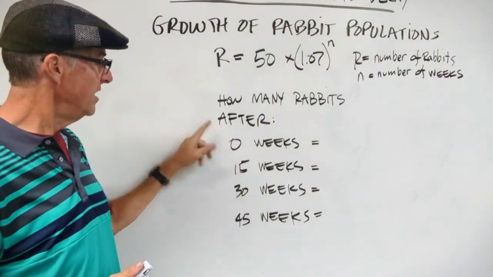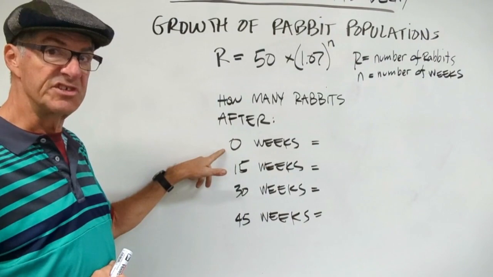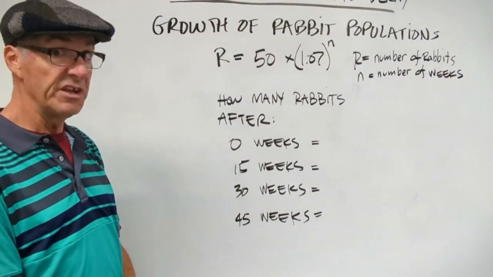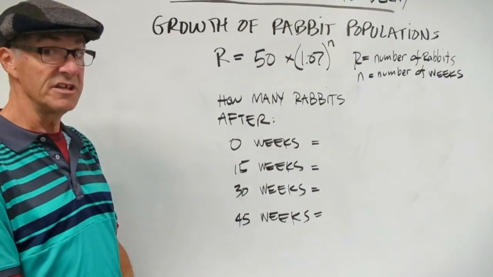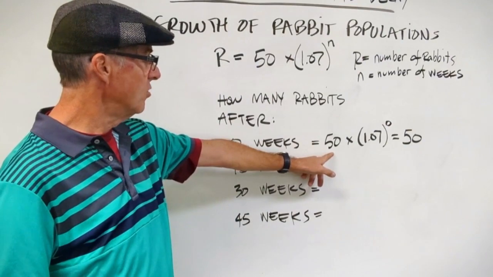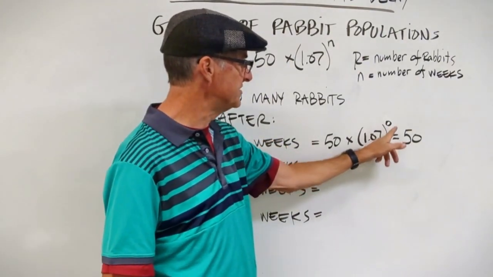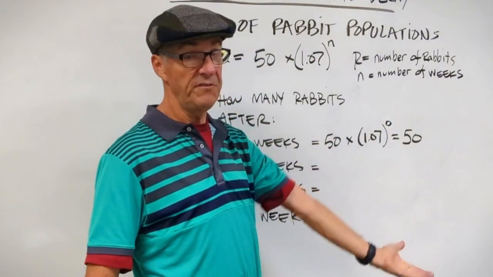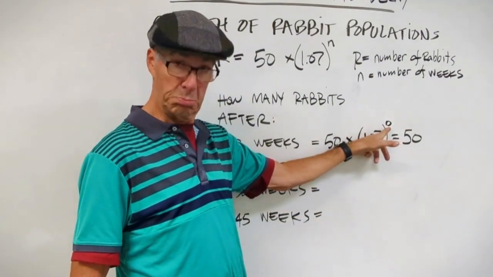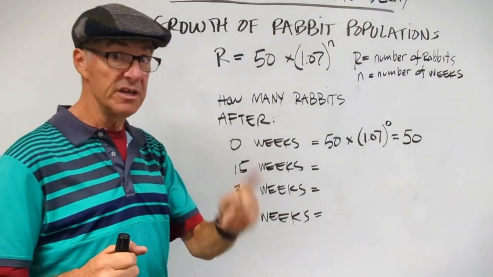So here's the question. How many rabbits after 0 weeks? Now look at that equation. You can do this really quick and you don't need a calculator. Okay, let's see how you did. Here's my plug-in step for 0 weeks. 50 times 1.07 to the 0 power. And I just wrote 50, because that's correct. Remember your zero power rule, okay? Anything to the zero power is 1.